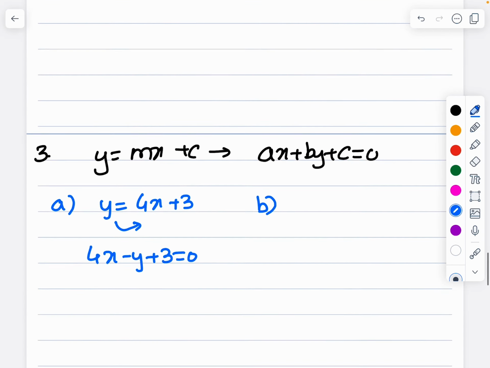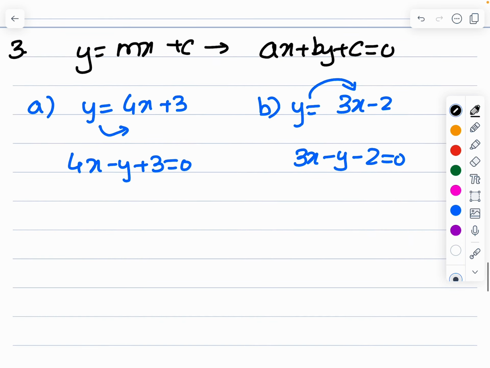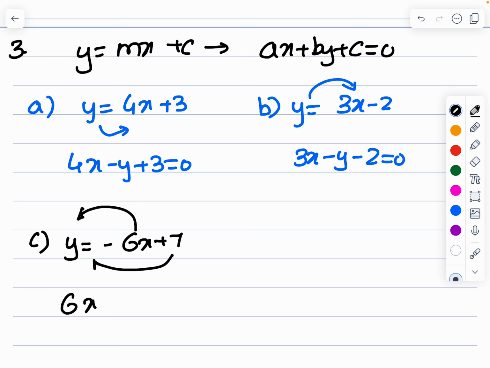Part B, y equals 3x minus 2. Bring this y to the other side. So it becomes 3x minus y minus 2 equals 0. Then part C, y equals minus 6x plus 7. This time you bring the 6x to the other side and the 7 to the other side. So 6x plus y minus 7 equals 0. The main intention is x should be positive. That is the way you shift the sides.